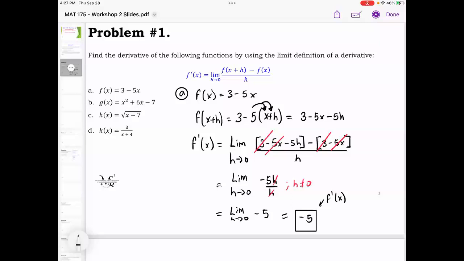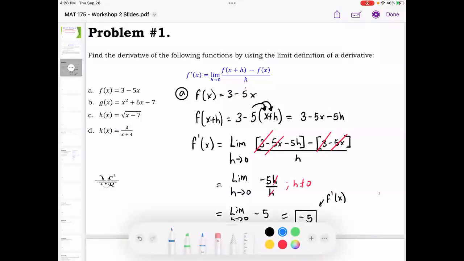Now, does anybody know what the graph of 3 minus 5x looks like? I just want to know the overall shape. It's linear. There you go. So therefore, it's a linear function where the graph is a straight line. And one of the most important properties regarding a straight line is the slope. What is the slope of this function? That's right. If you look at the original function, because it's linear, your slope is negative 5.